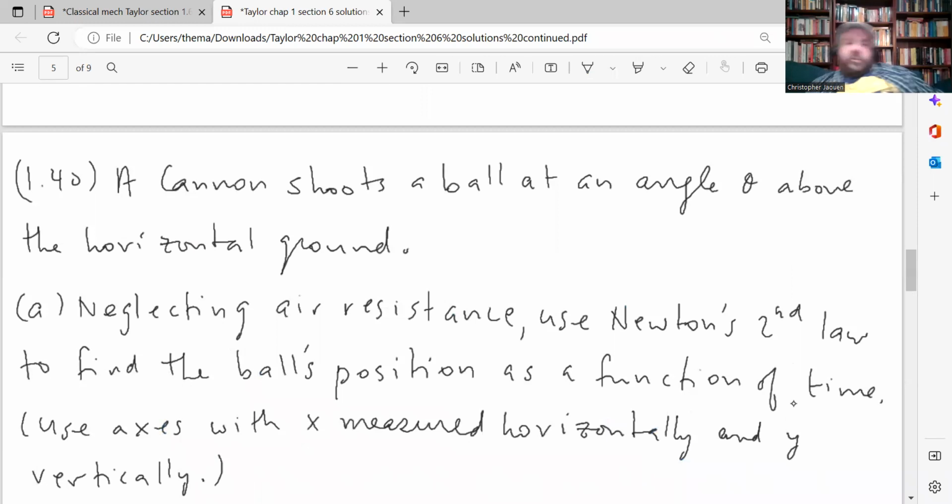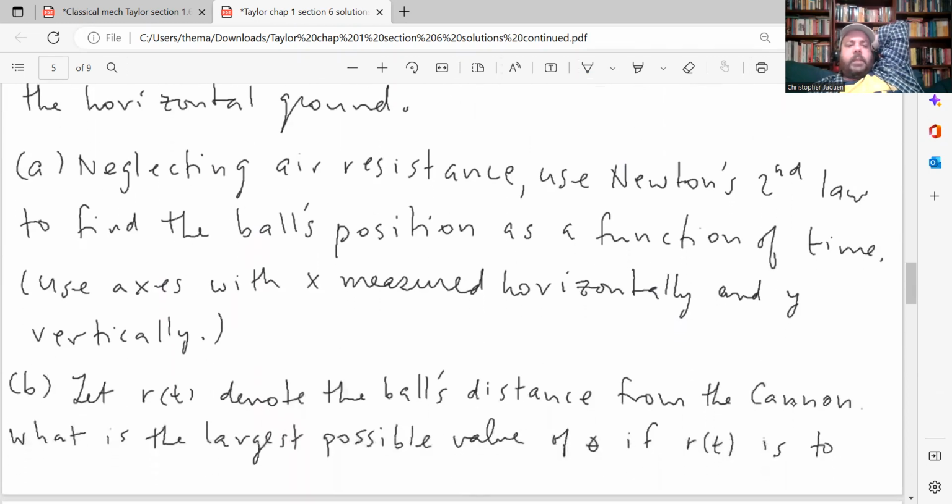This is the last one for section 1.6. This was also kind of a complicated one, so we'll take our time and go through it one step at a time. 140, a cannon shoots a ball at an angle theta above the horizontal ground. Part A, neglecting air resistance, use Newton's second law to find the ball's position as a function of time. And then again, they're just telling us how to set up the axes. So use axes with x measured horizontally and y vertically.